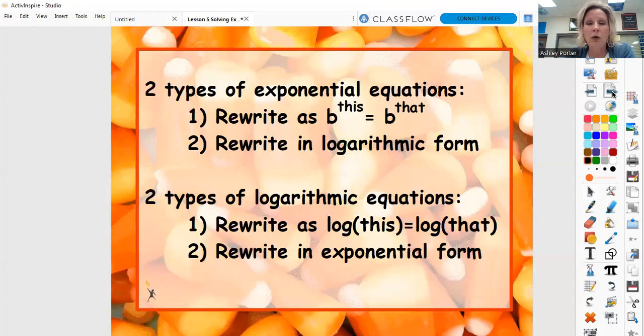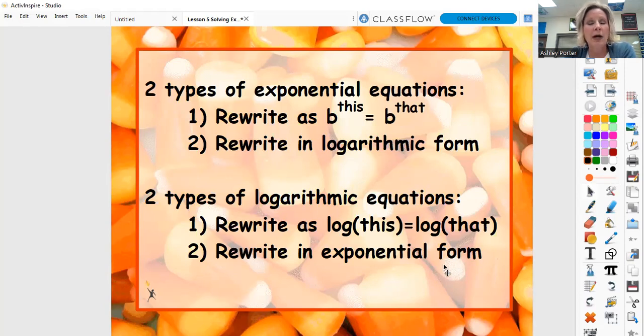So remember, there are a total of 4 types of equations. You can solve exponential equations in 2 different ways, and you're always rewriting. So you either write the equation as powers of the same small base. That's type 1, b to the this equals b to the that. Those are a little easier. Or if you realize that that's not doable, you rewrite in log form. Note, you always change forms. If you start with exponential form, you change to log form. If you start with log form, you change to exponential form.